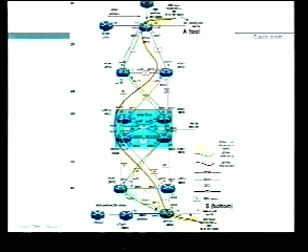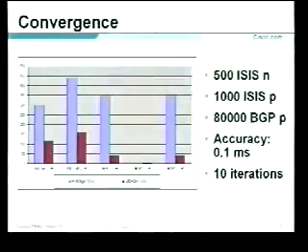In this case, it's a reduced topology. It was 500 ISIS nodes, 1,000 ISIS prefixes, 80,000 BGP prefixes. There was no reason to change topologies because this has been done at different times in the past month. The accuracy is still 0.1 milliseconds, and what you see is the result of 10 iterations of the test. So in blue you have the average, and in red you have the standard deviation.